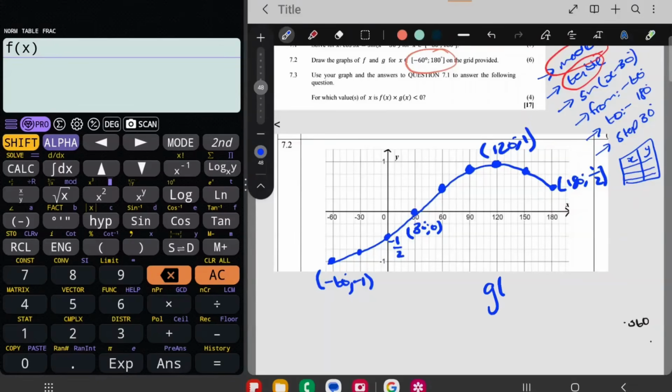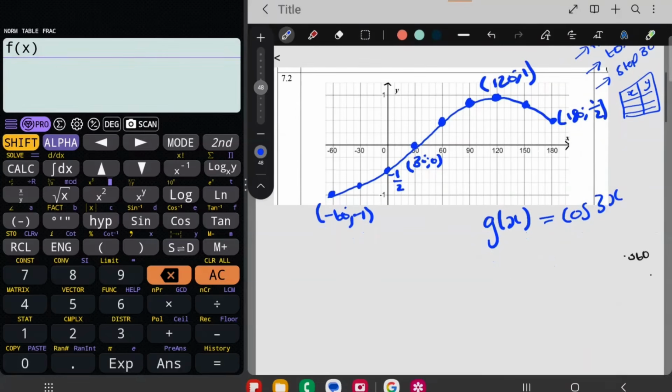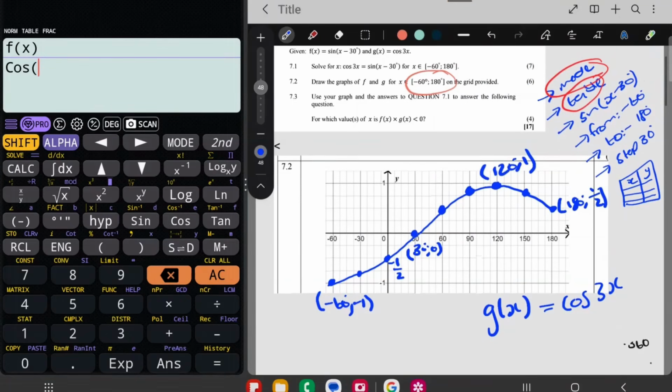So the other function is g of x. And I think it's cos 3x. So cos 3x is g of x. Now we put the same thing in. We press mode and table. And we put cos 3x. Like that. Equal. There's no g of x, so we make this f of x on the calculator. We start from negative 60. We end at 180. Our step.